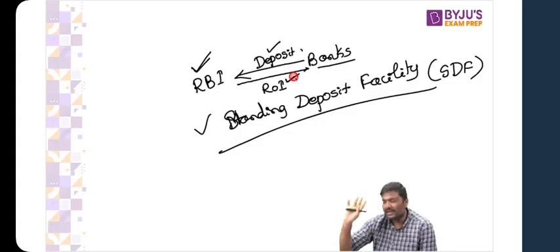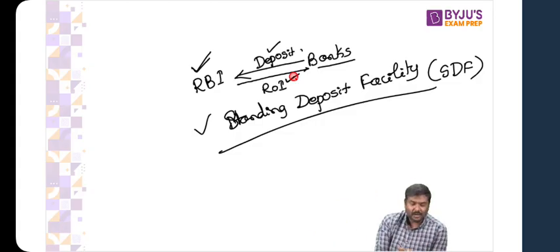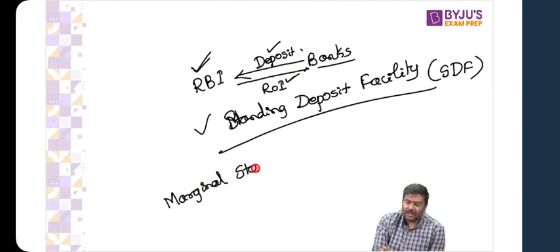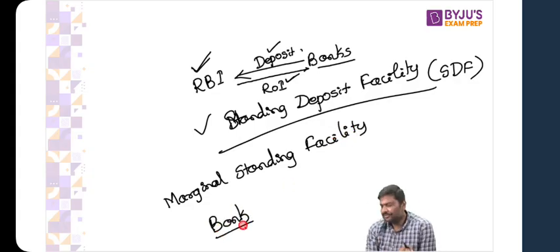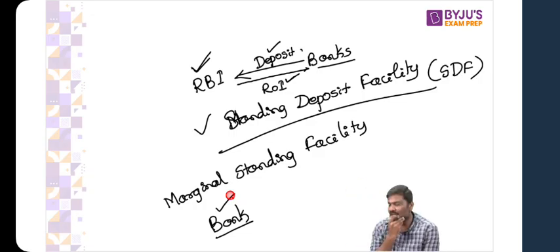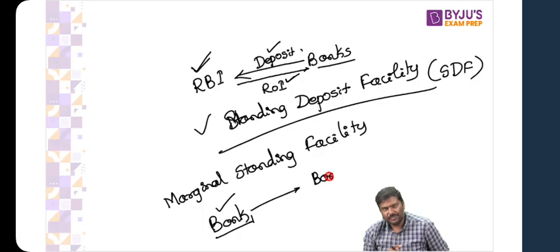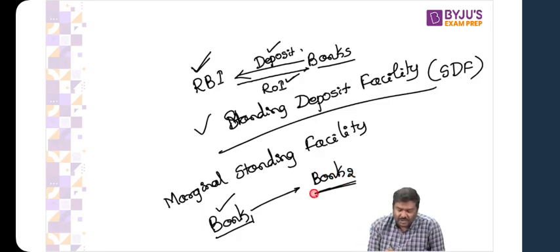On the other side, what is marginal standing facility? Now understand this very carefully. Let's say here is a bank. This bank requires money only for a very short duration, let's say for one day purposes, for overnight purposes. What this bank can do is go to another bank and borrow from another bank. Is it okay? This will happen in which market? Call money market. All of you okay with this? This can happen in the call money market.